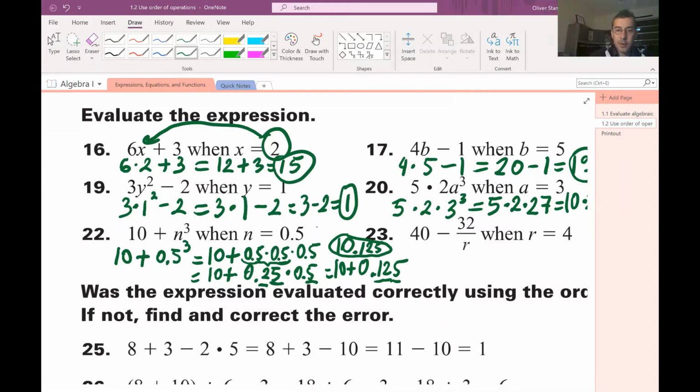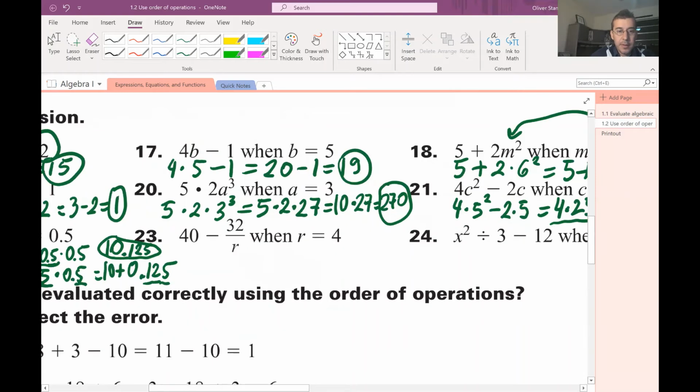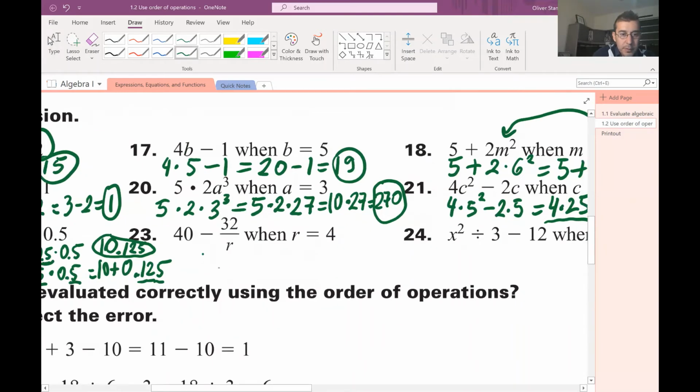And then 23 is 40 minus 32 over r, and r is 4. So here we have subtraction and division. Of course division is going to be the operation done first. So 32 divided by 4 is 8. Why? Because 4 times 8 is 32. So what is 40 minus 8? It is 32. That's the solution for number 23.